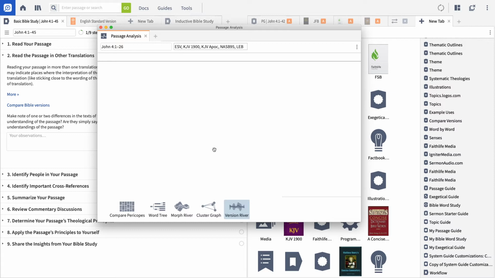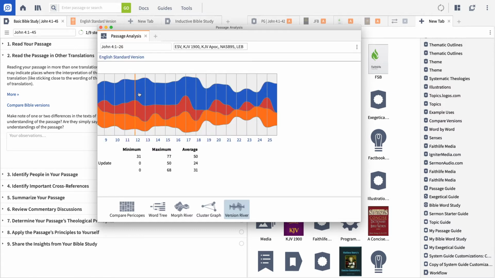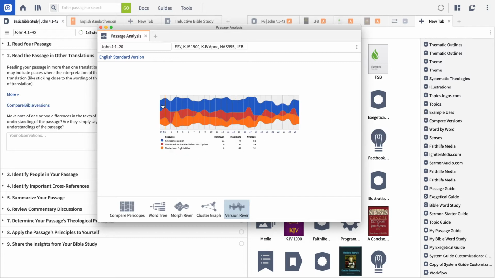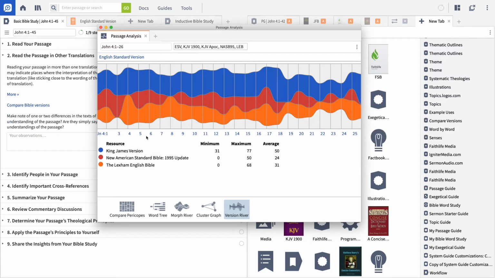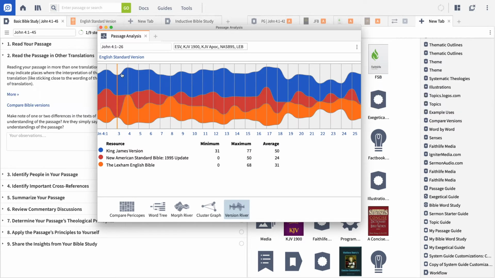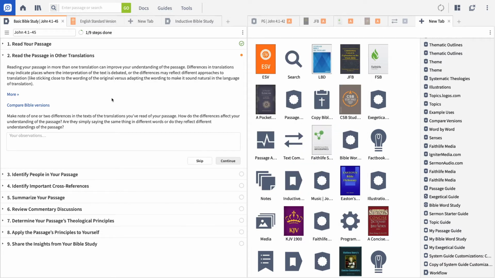I'm gonna have to learn more about these features. But this is rather cool. Whatever it's showing. Version river. I just wish I knew what that number meant. I'll look into this after the stream ends. That is curious. That is a curious feature.